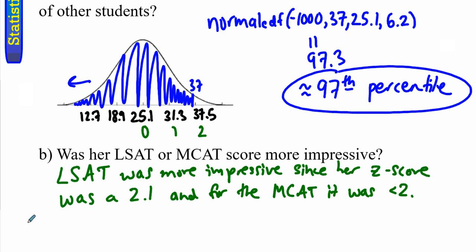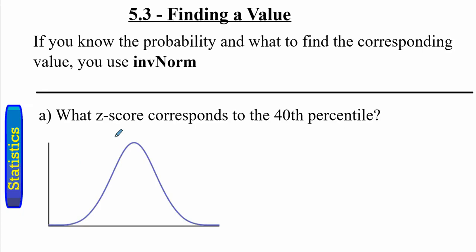That's what 5.1 and 5.2 were on. 5.3 was kind of the opposite question. 5.3 was, what if you know the probability, but you want to find what the corresponding value is that would return that probability? And because this is the opposite information, you're given the opposite of what you had before, we use a function in the calculator called inverse norm.